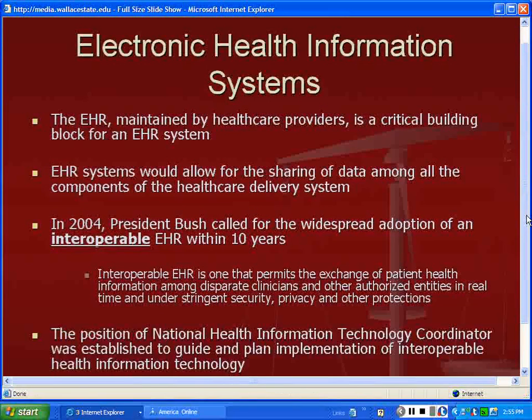Also, at that time, a position was created in the federal government called the National Health Information Technology Coordinator, and that job is for an individual whose responsibility is to guide and plan the implementation of this interoperable health information technology on the federal level.